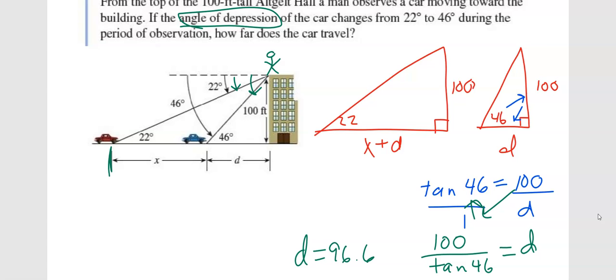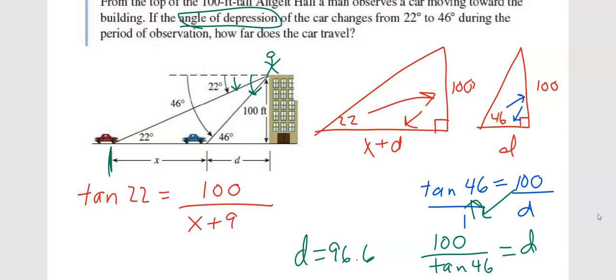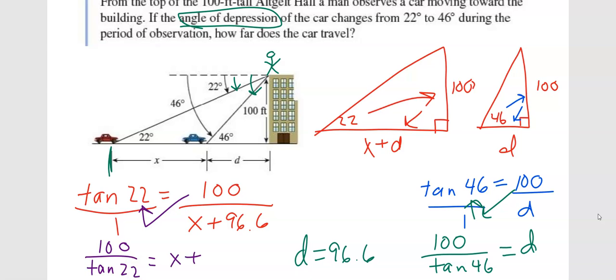So now we can go to the other triangle and we can say, all right, so that means tangent 22 equals opposite, which is 100, over X plus 96.6, since we know what D is. Once again, cross multiplication, right? So 100 times 1 divided by tangent 22 equals X plus 96.6.